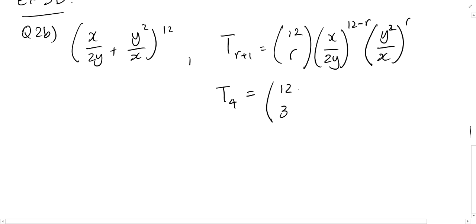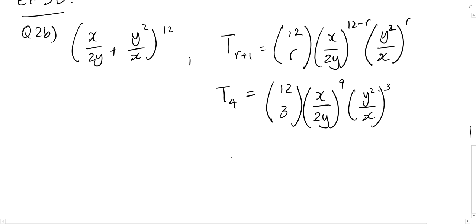So 12 choose 3, x over 2y to the power of 12 minus 3. How much is that? 9. Y squared over x, to the power of 3. Okay, 12 choose 3. Yes? So T(R+1) is the general term, right? For all of these, T(R+1) equals n choose R, a to the power of n minus R, b to the power of R.